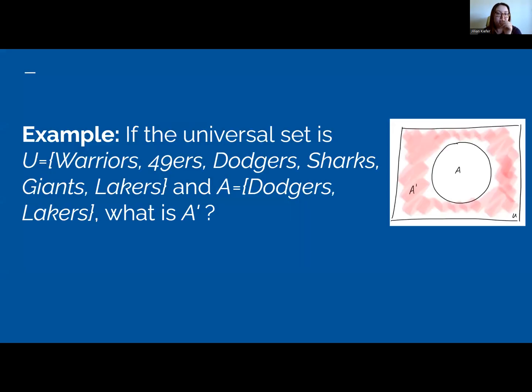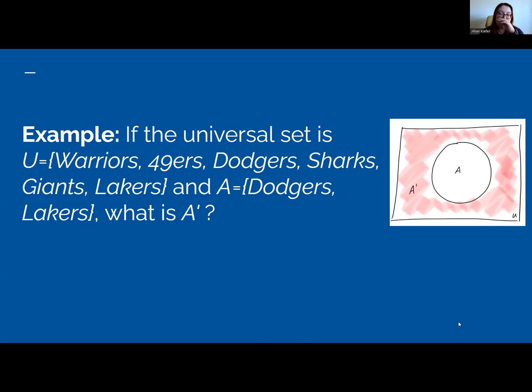So as an example, if the universal set is called U and it's Warriors, 49ers, Dodgers, Sharks, Giants, and Lakers. They're going to be sports teams in California. And the set A is Dodgers and Lakers. We want to know what is A complement. So our universal set is a set of sports teams in California. And we say that A is two of those sports teams, Dodgers, Lakers.